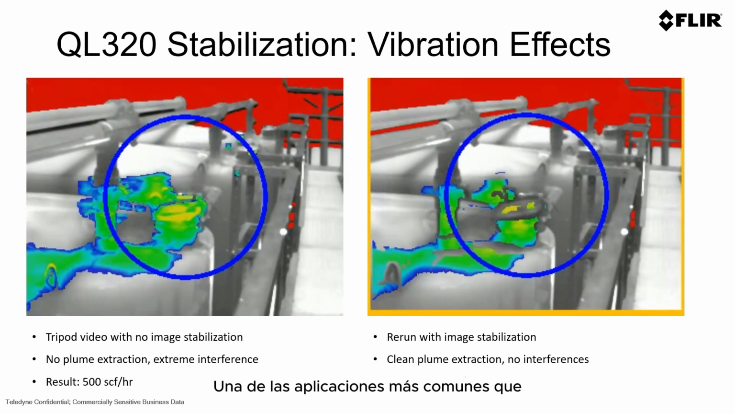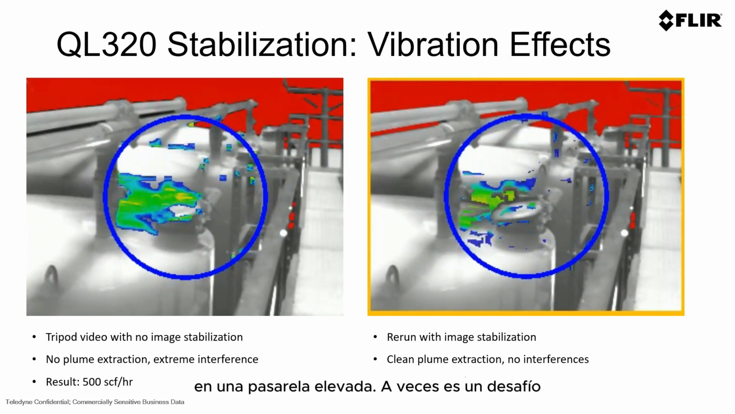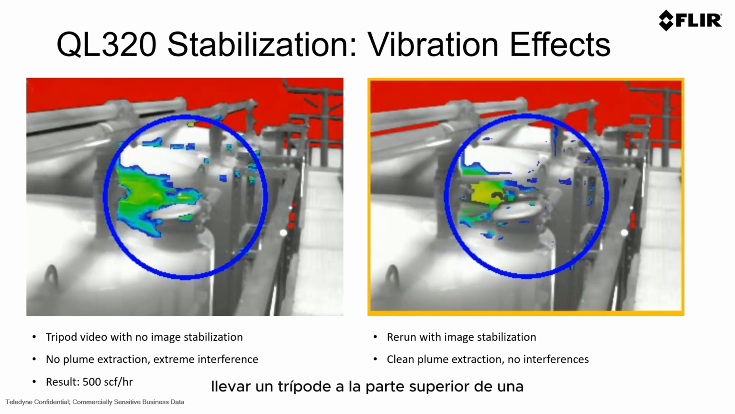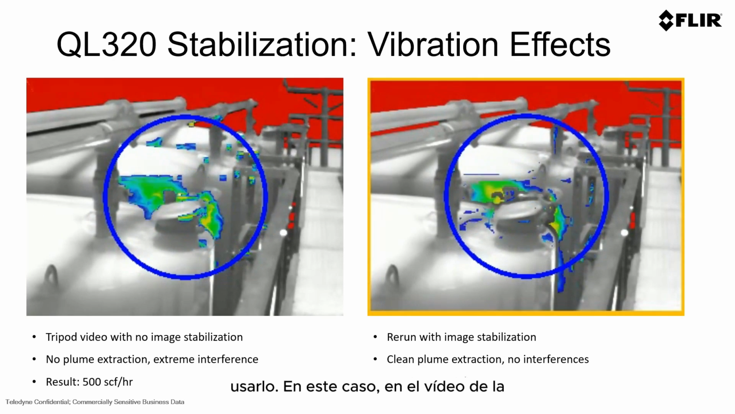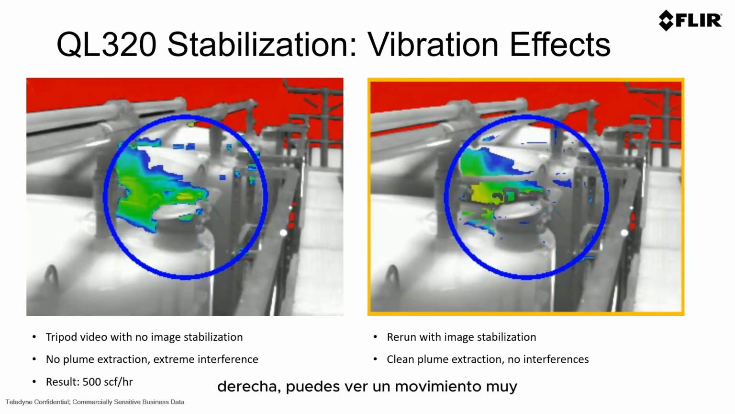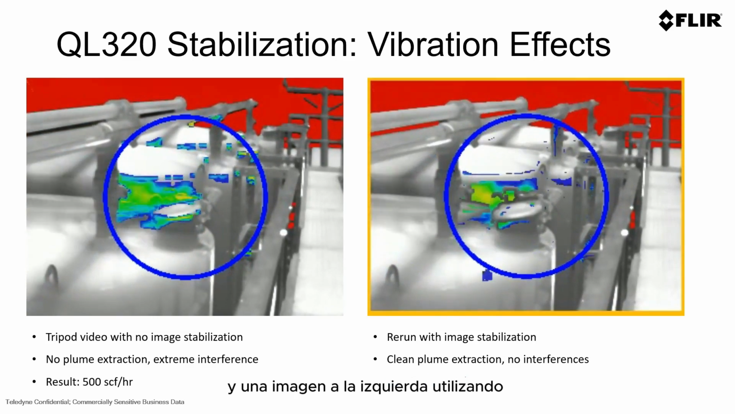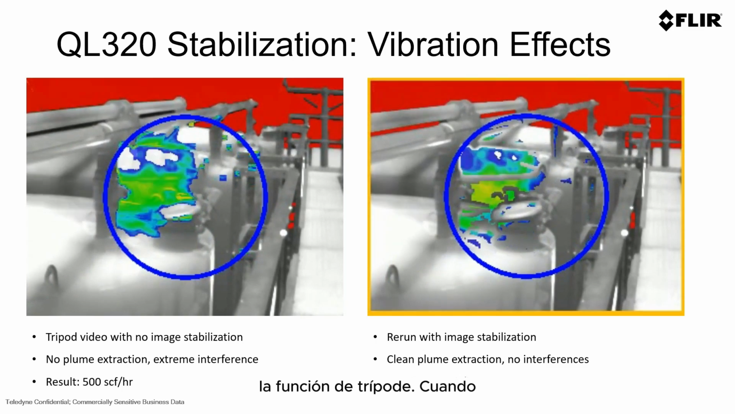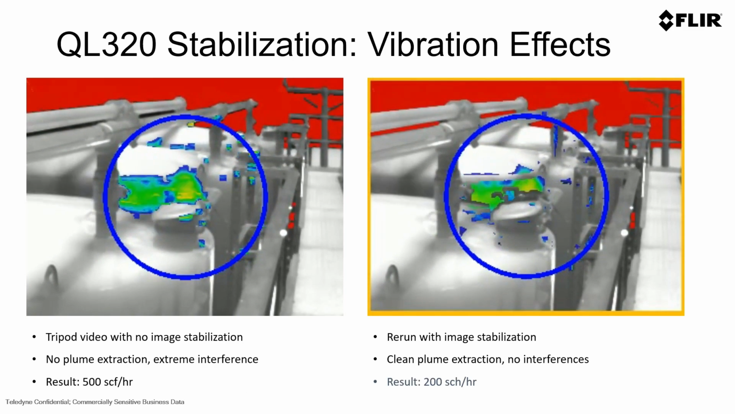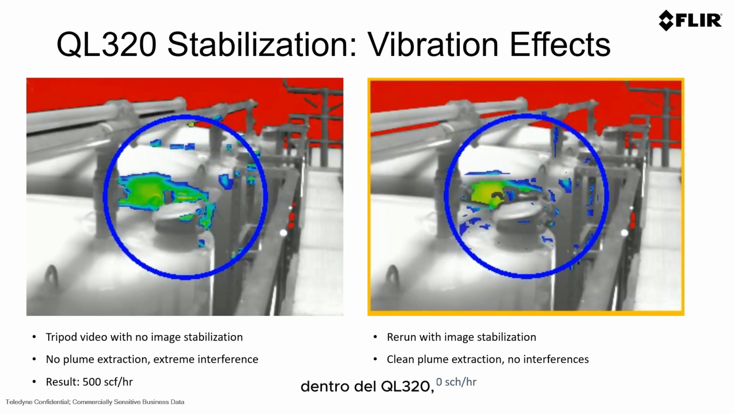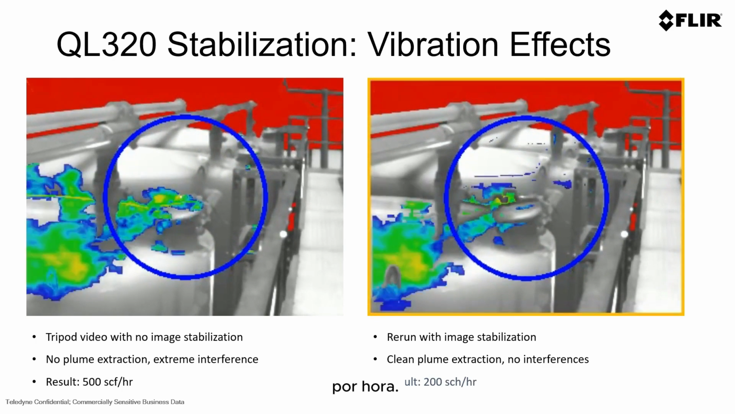One of the most common applications where we may envision utilizing the stabilization feature is when you're on a catwalk. Sometimes it's challenging to get a tripod carried up to the top of a catwalk and even to get it applied and used. In this case, in the video on the right, you can see very minimal movement with handheld operation, and the image on the left utilizes the tripod. When we applied the stabilization metrics within the QL320, we changed the result from 500 standard cubic feet per hour to 200 standard cubic feet per hour.